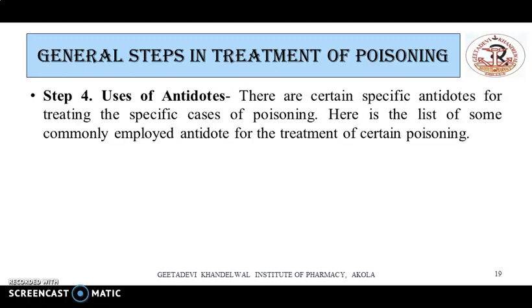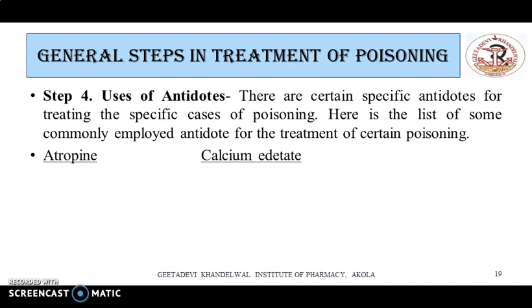Then step number 4, use of antidote. There are certain specific antidotes for treating specific cases of poisoning. Here is the list of some commonly employed antidotes for the treatment of certain poisonings. So first of all, we discuss atropine. Atropine is used in the treatment of organophosphorus poisoning.